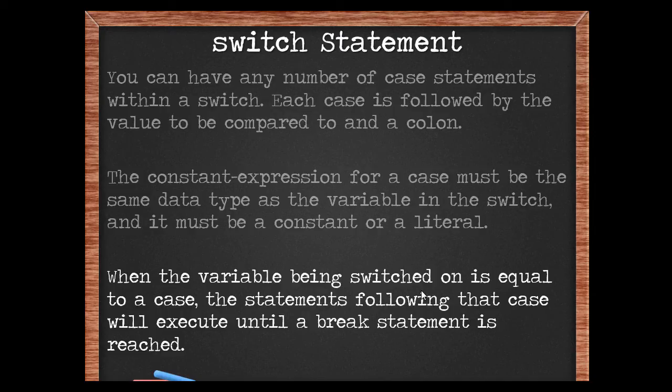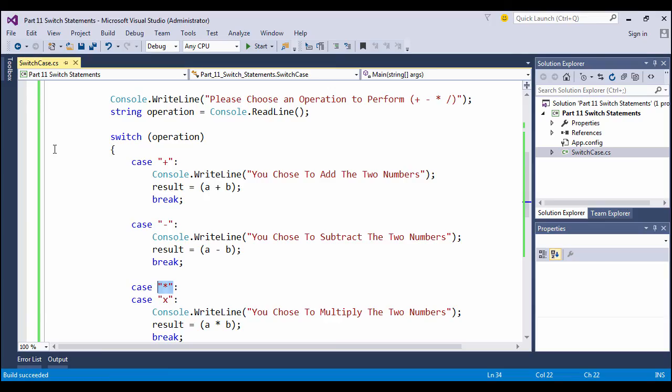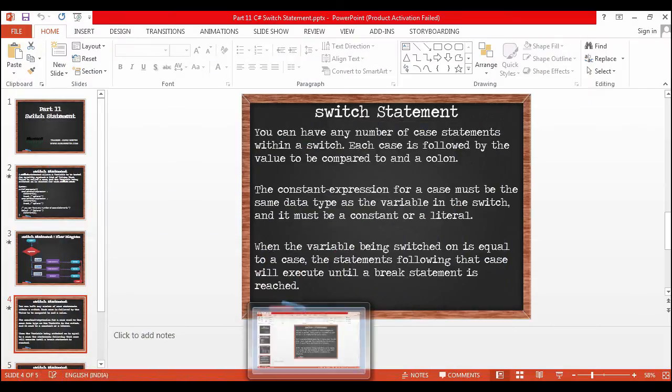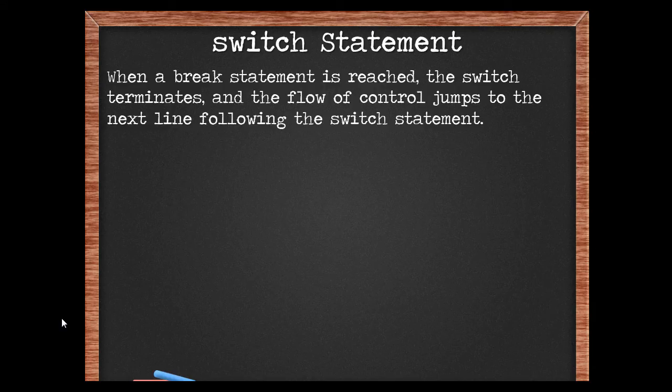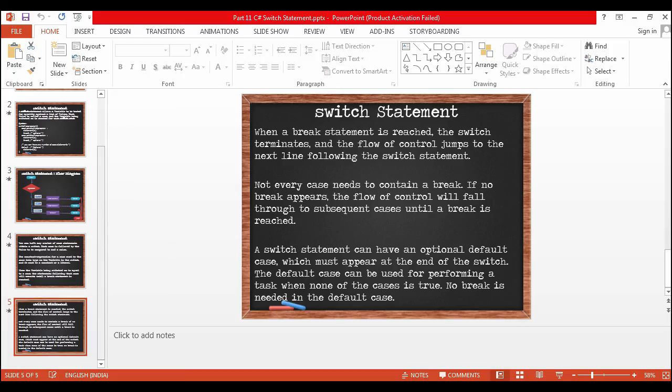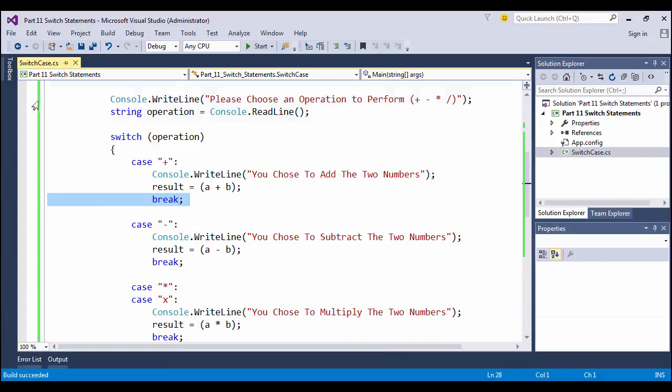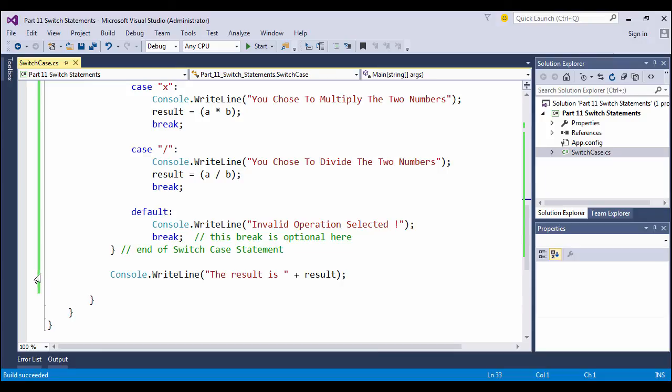When the variable being switched on is equal to a case, the statements following that case will execute until a break statement is reached. So if you look at this scenario here, all the statements which are two in this case will execute until the break is encountered. When a break statement is reached, the switch terminates and the flow of control jumps to the next line following the switch. So once a corresponding case is found as a match, the statements will execute and the break will fire, throwing you out of the switch block, and the next statement, which is this Console.WriteLine, will run after that.